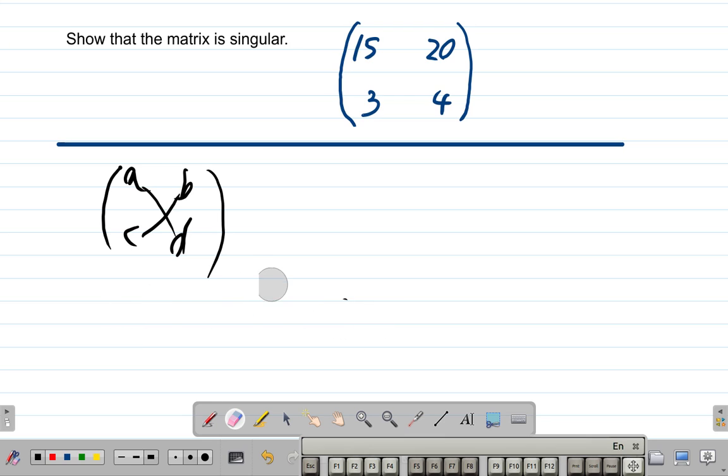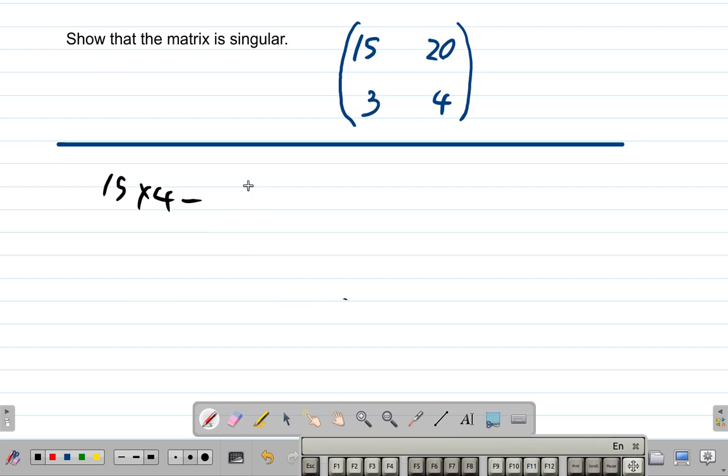So let's see how it works with this matrix. It's going to be 15 by 4 minus 20 by 3, which is 15 times 4, 60, minus 20 times 3, 60, equals 0. It is indeed a singular matrix. We would not be able to find the inverse of this matrix because what happened?